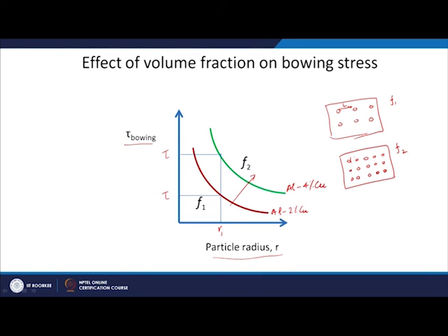And now the interparticle distance has come down, let us call it L2. So, L2 is less than L1. So, my bowing stress will be more. And that is why you will require higher shear stress for bowing.